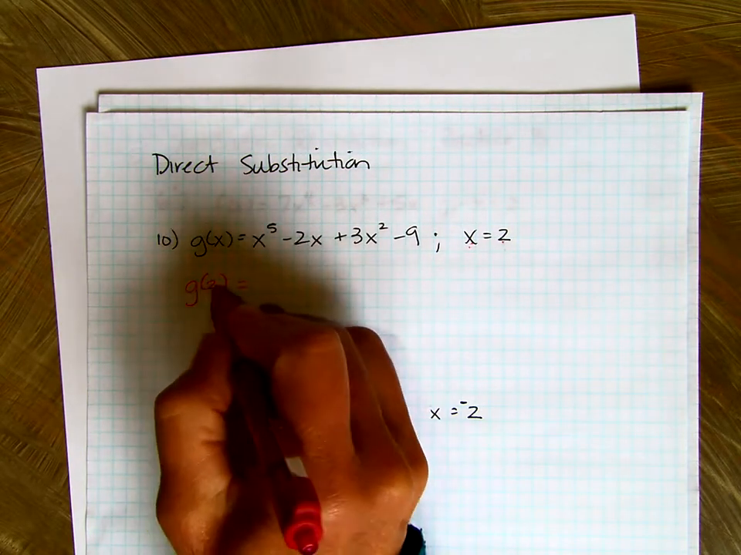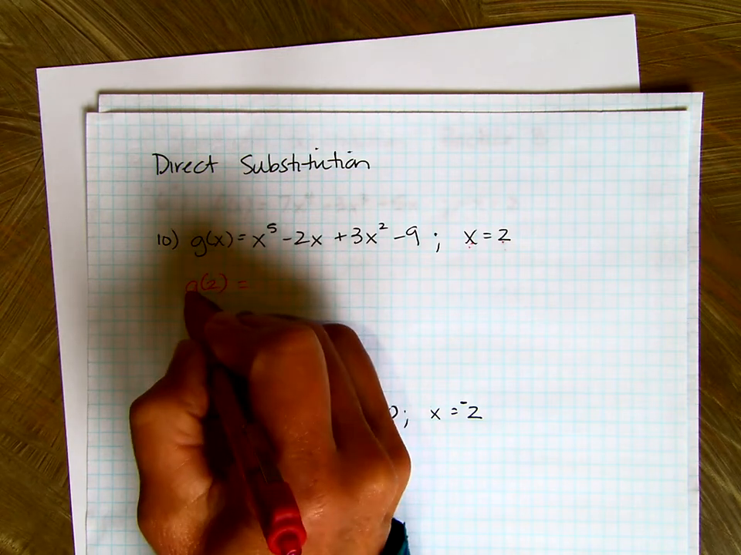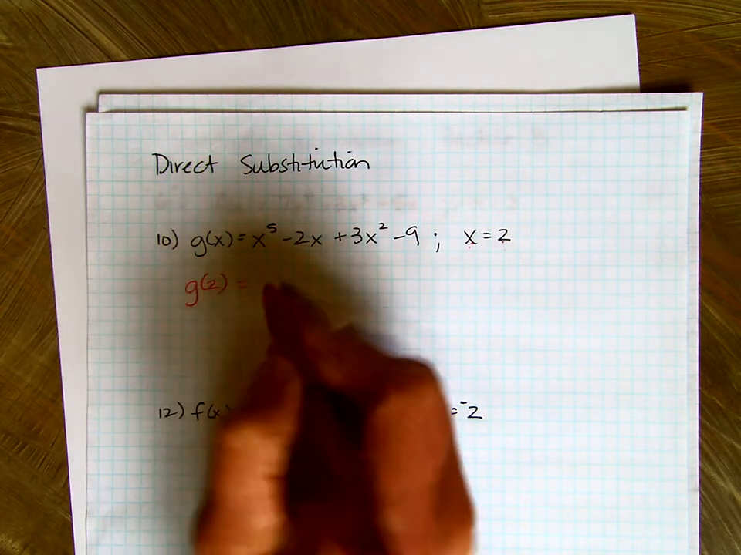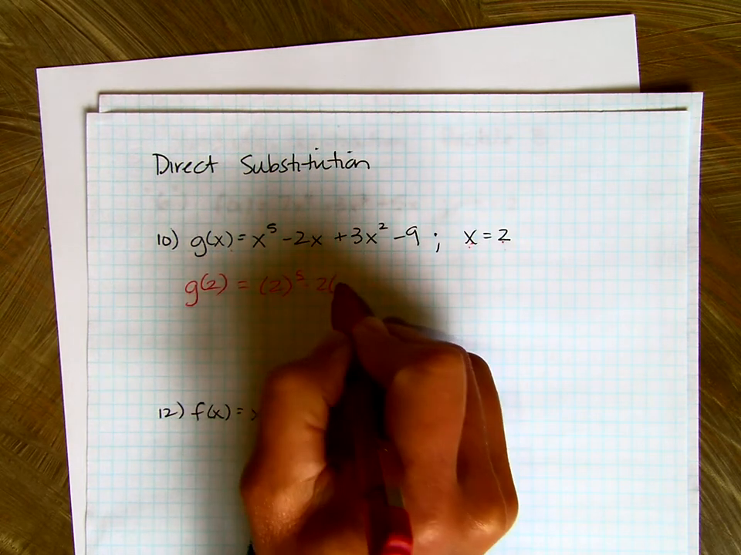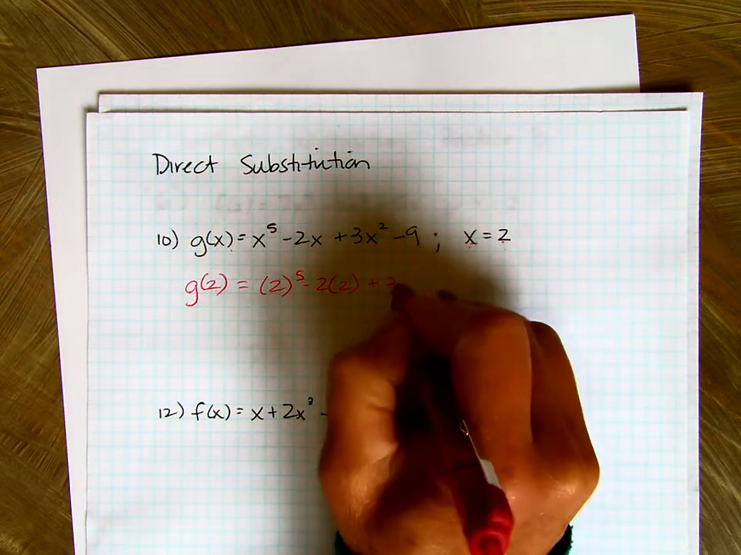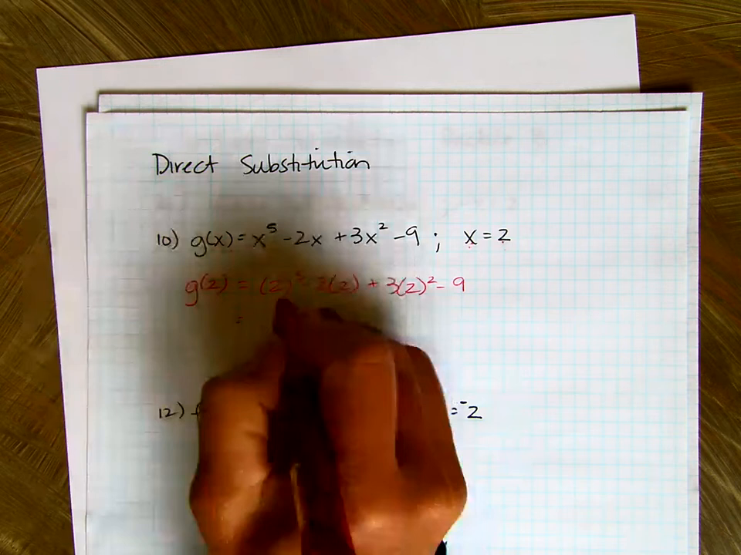That's how I write that. It doesn't mean g times 2. It means put 2 into the g function. Wherever there is an x, I'm replacing x with 2. So I'm going to have 2 to the 5th, minus 2 times 2 plus 3 times 2 squared minus 9.